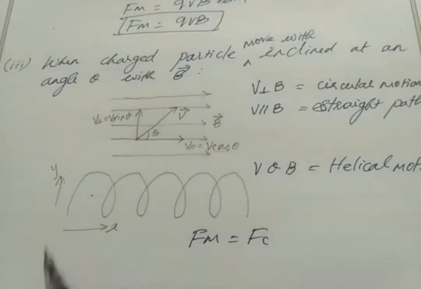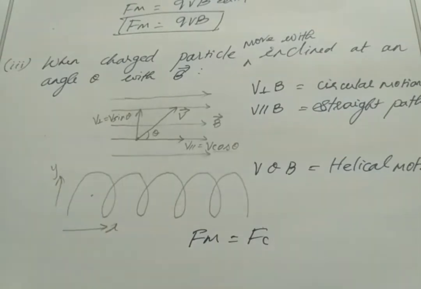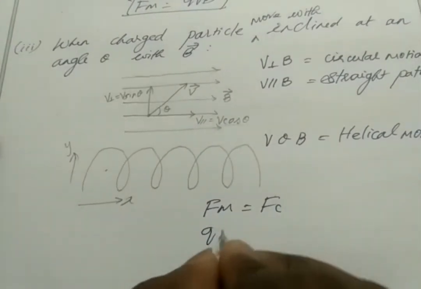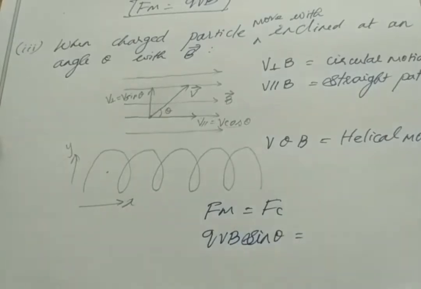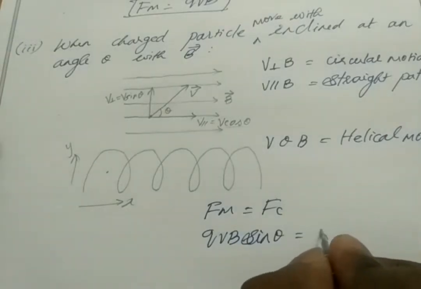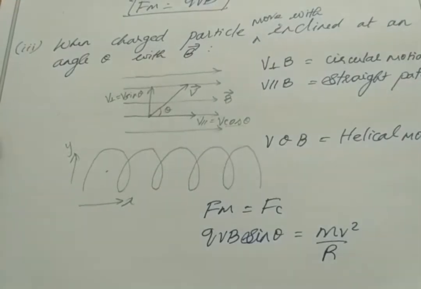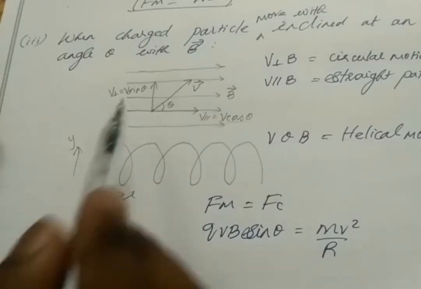Then only the charged particle moves in a circular path for this perpendicular component. So our magnetic force will be equal to centripetal force. The formula for magnetic force is QVB sin theta, equal to mv square by r, the formula for centripetal force. Okay, so here what is v? V is nothing but the perpendicular component.